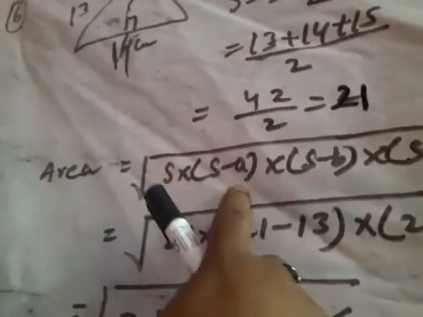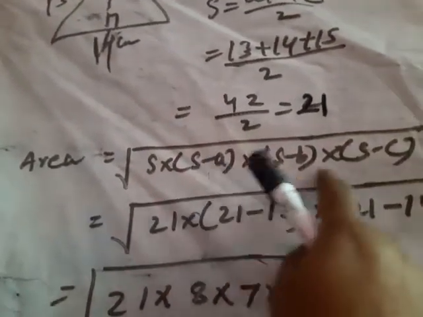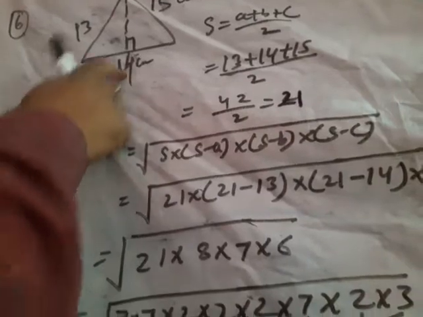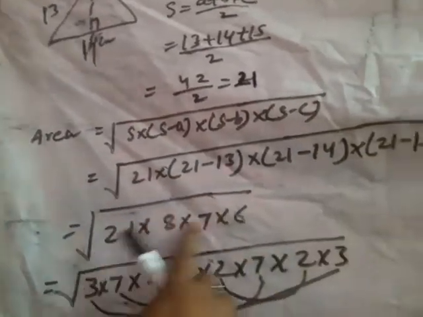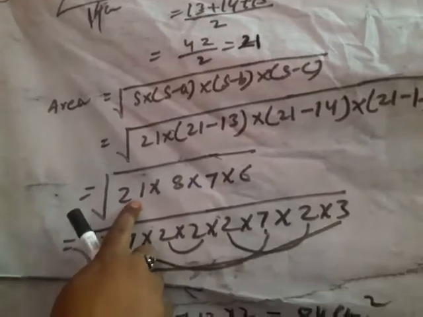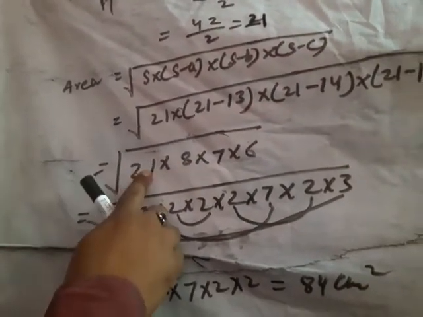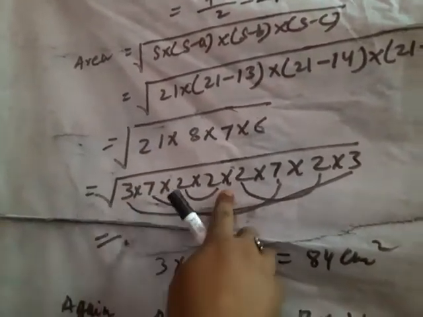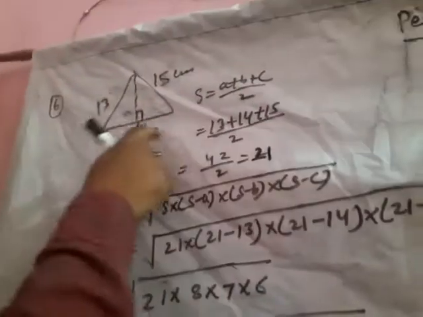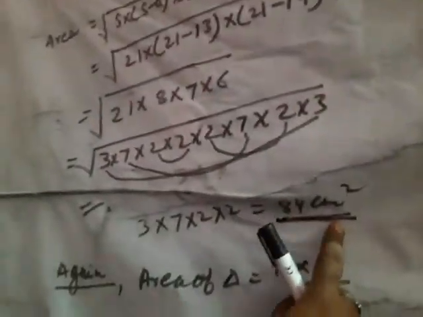Now come to the formula. Area of triangle is equal to square root of S into (S minus A) into (S minus B) into (S minus C). In place of S, 21, and A, B and C are these. You put all the values and get 21 into 8 into 7 into 6. After that you factorize and make groups, and your final answer is 84 centimeter square. So the area of this triangle is 84 centimeter square.